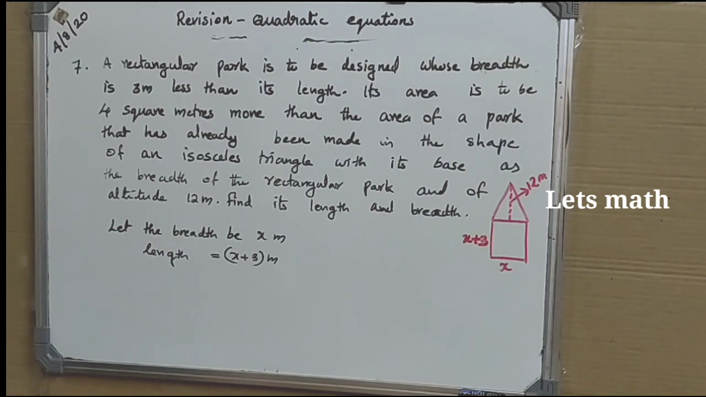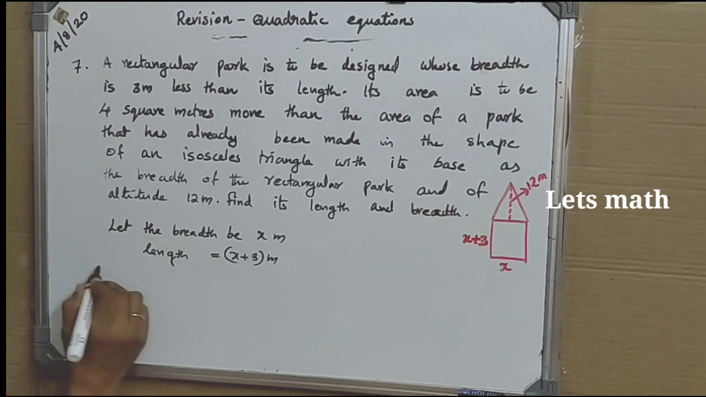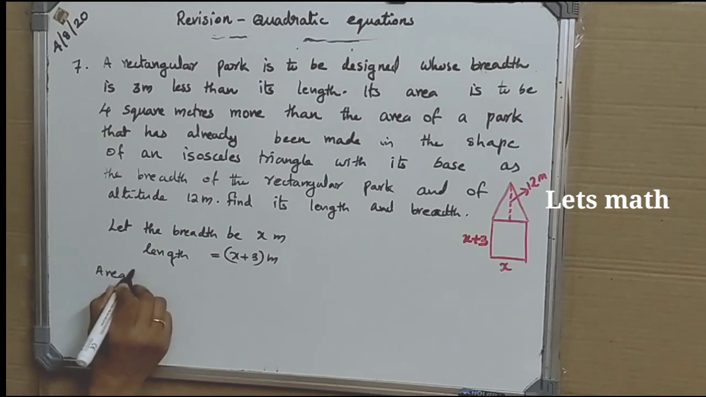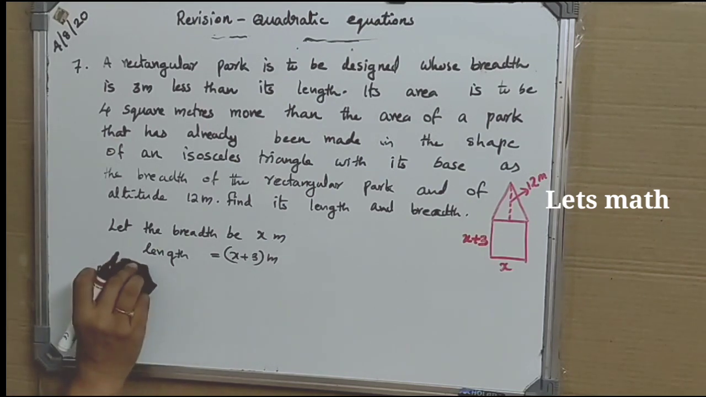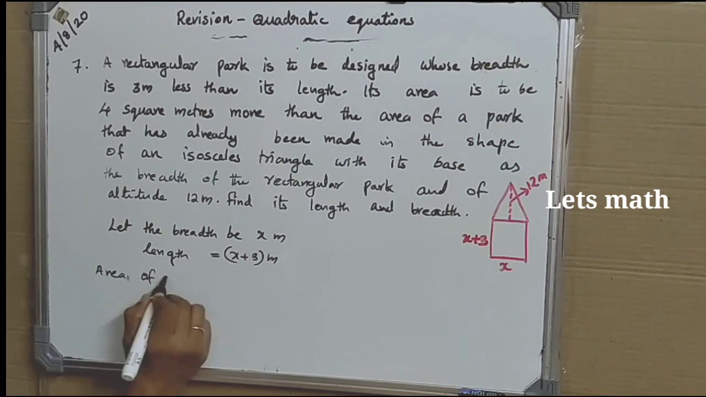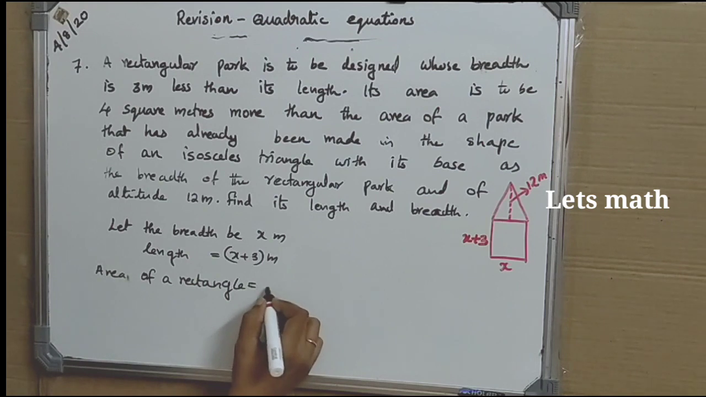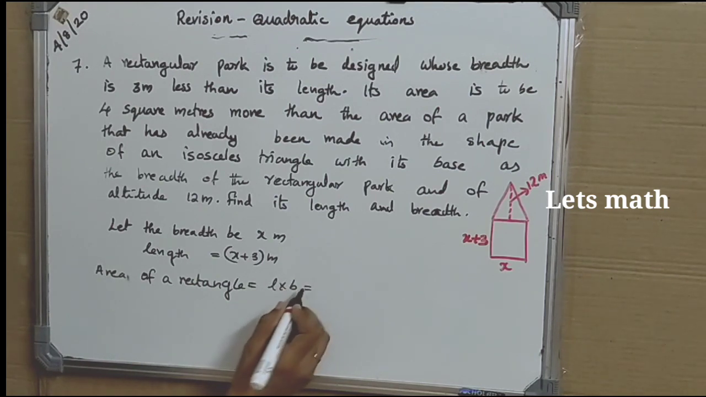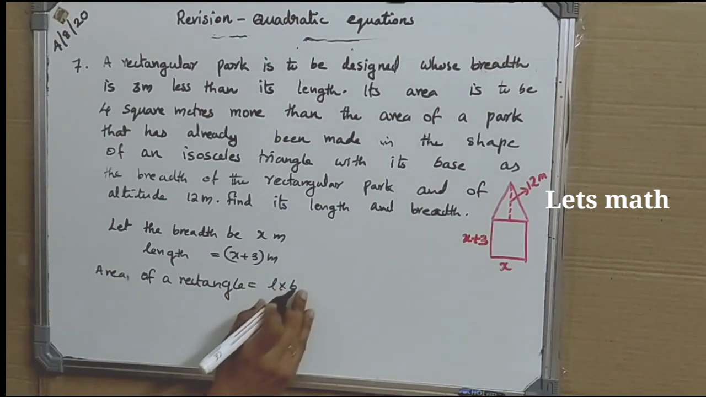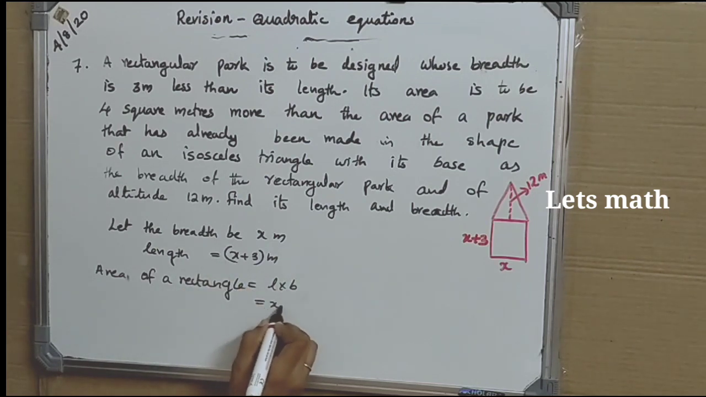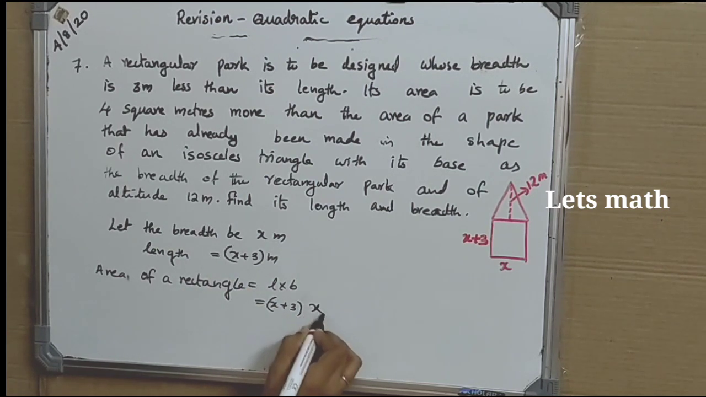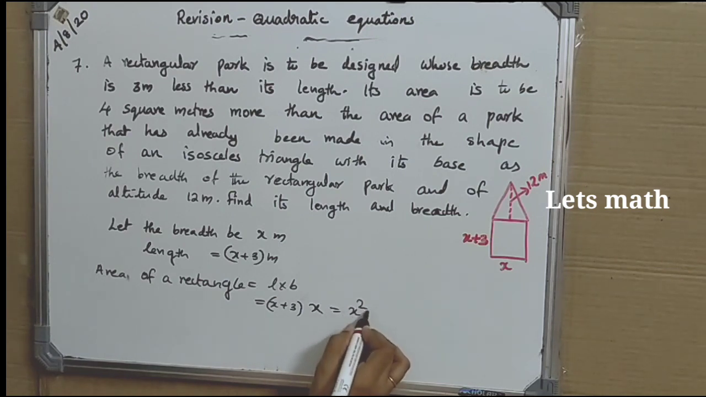Now we can find the area of both the figures. What is the area of the rectangle? That we know, it is length into breadth. So area of a rectangle is length into breadth, L into B. Length we have marked as x plus 3, into breadth x, that is x square plus 3x.